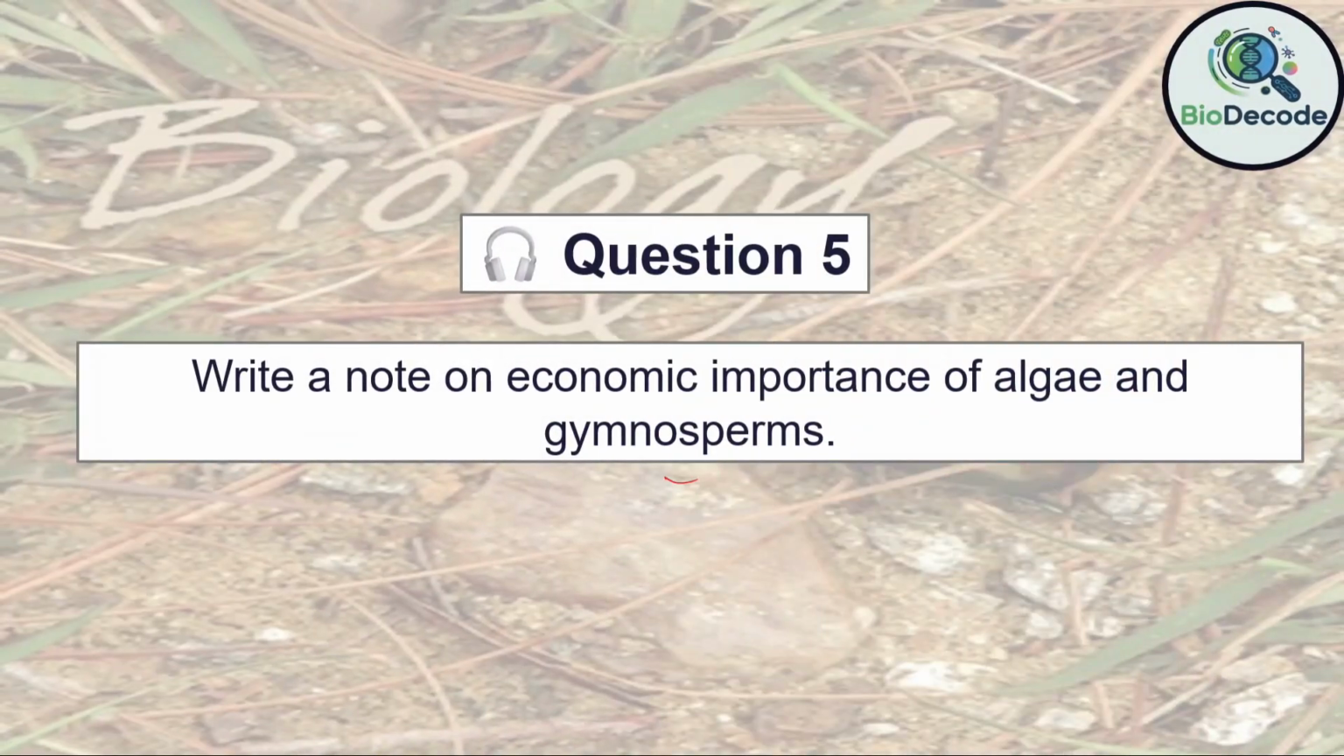Question 5. Write a note on the economic importance of algae and gymnosperms. Answer. Let's begin with algae. Algae are economically important in several ways. They serve as food sources, as in Porphyra, Laminaria, and Sargassum. Industrially, they provide valuable substances like algin from brown algae and carrageenan from red algae. Blue-green algae such as Anabaena and Nostoc act as biofertilizers by fixing atmospheric nitrogen. They also play a major role in oxygen production and are now explored for biofuels and bioplastics.